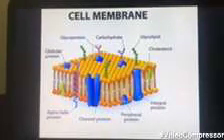So we saw all these three parts. Now let us go to the fluid nature of the plasma membrane, or cytoplasmic membrane, or cell membrane. The fluid nature is because of three points. First is temperature, second is cholesterol, and third is fatty acid.